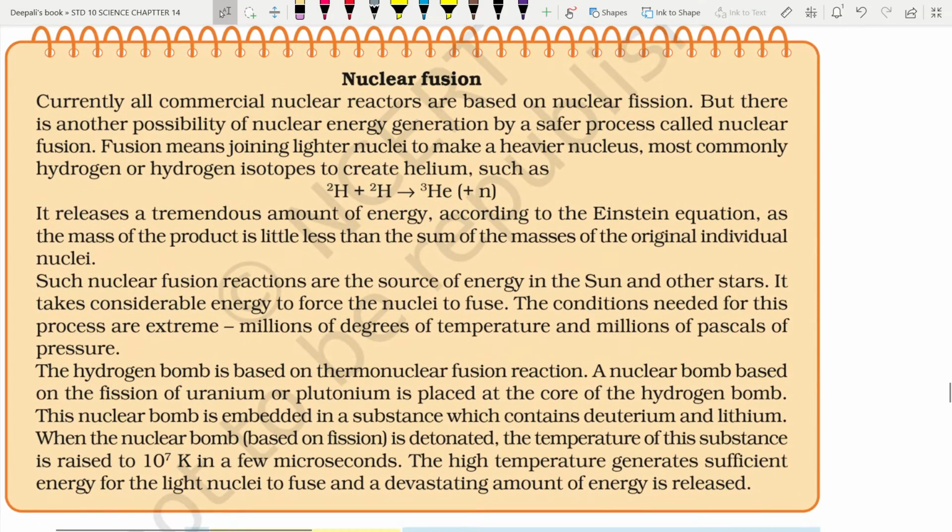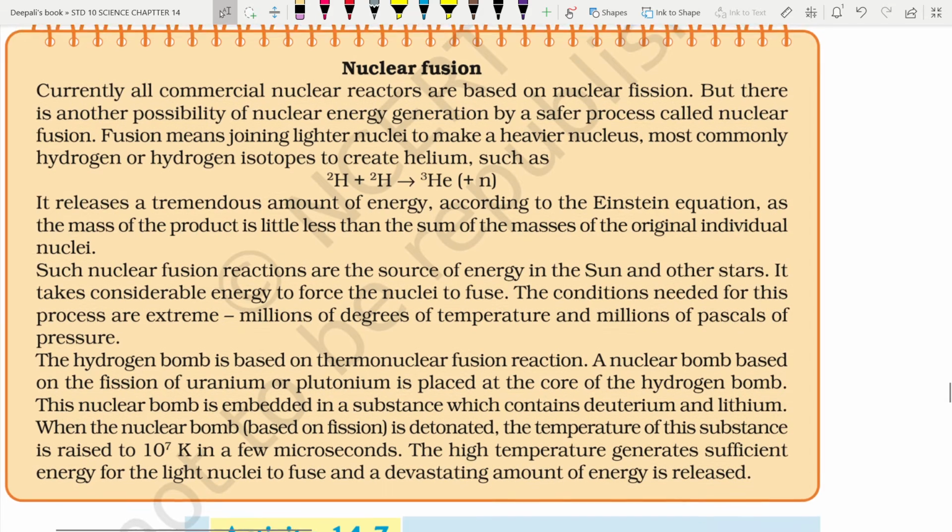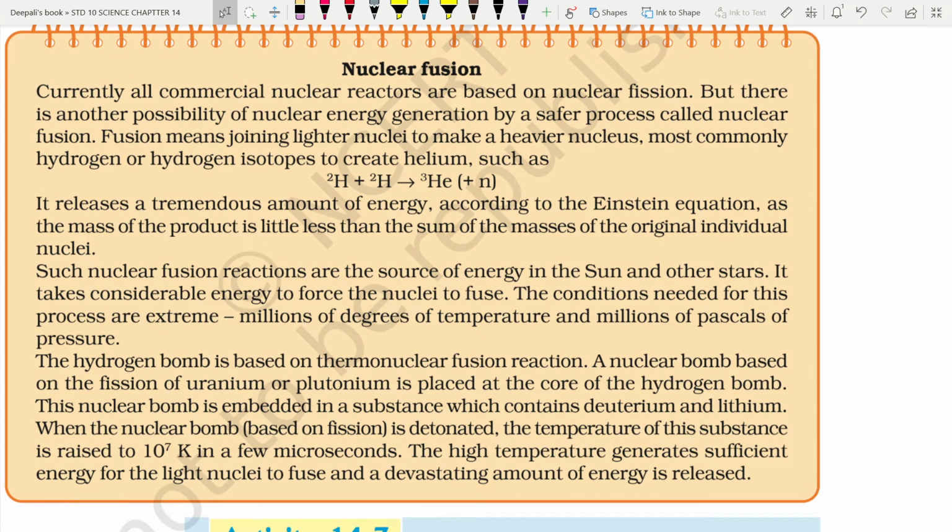There is one more type of energy source which can be obtained from the nucleus, that is nuclear fusion. Currently, all commercial nuclear reactors are based on nuclear fission. But there is another possibility of nuclear energy generated by a safer process called nuclear fusion. Fusion means joining lighter nuclei to make a heavier nucleus, most commonly hydrogen or a hydrogen isotope to create helium, such as 2H plus 2H gives 3H plus 1 neutron, which is a tremendous amount of energy.